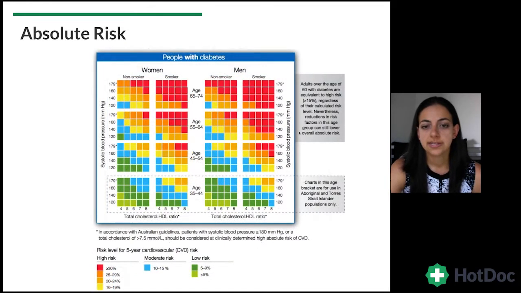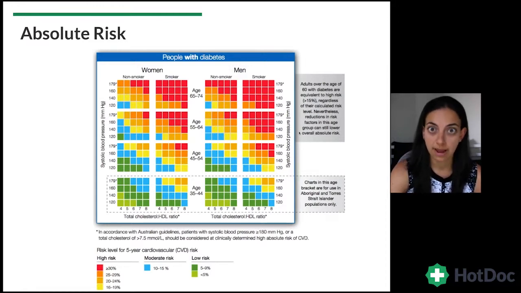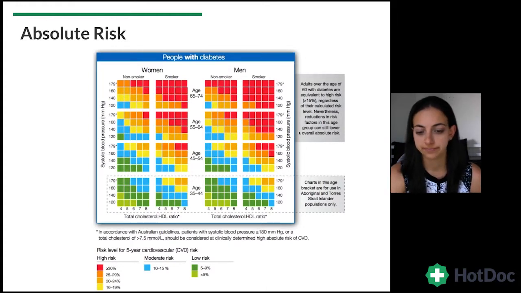This next chart is exactly the same thing, but for people with diabetes. And as you can see, the immediate difference is there's considerably more red and amber coloring and a lot less of the green shades. Because as we know, people with diabetes are immediately at a much higher risk of cardiovascular disease.